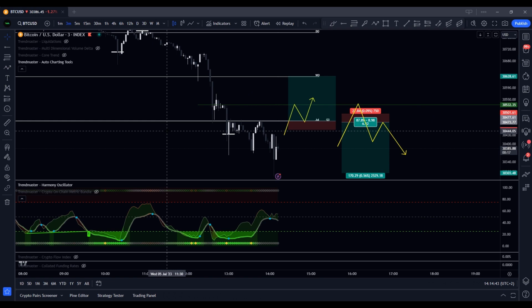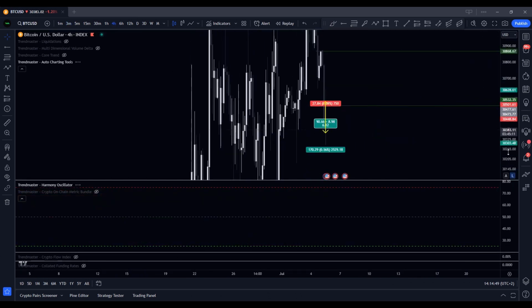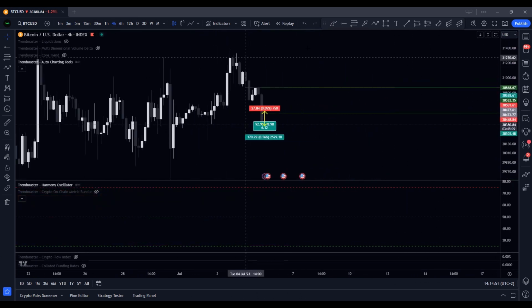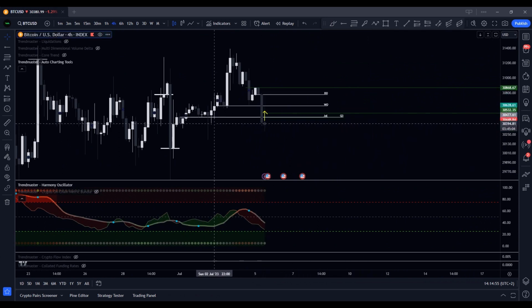Or they'll get sucked into the 3-minute and be like, well, look, we're doing all this stuff on the harmony and all this jazz, but what are we doing on the 4-hour? What are we doing in the higher time frame structure wise? Are we actually doing something important? Right, we're failing the level that we gained back over the weekend.